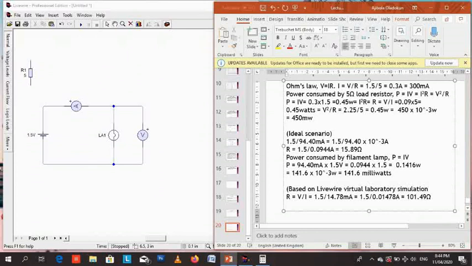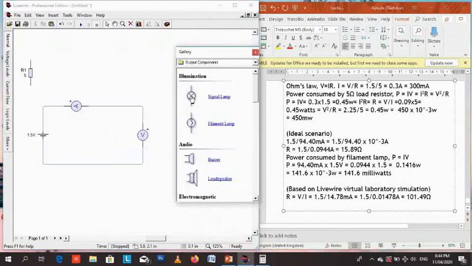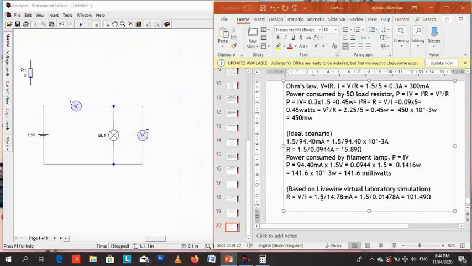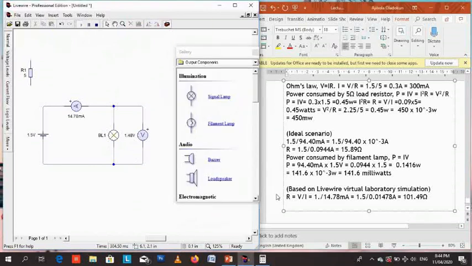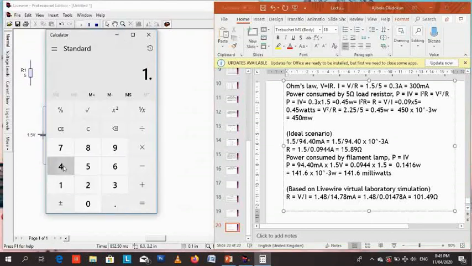So, simulation. We've done the ideal case, so let's make some alterations. For the signal lamp, let's use the Live Wire measurement. For the signal lamp, the voltage across it is 1.48. The drop is not that drastic. So instead of 1.5, let's use 1.48. That's a small drop, unlike the one that was 1.36. So with 1.48, our resistance will change.